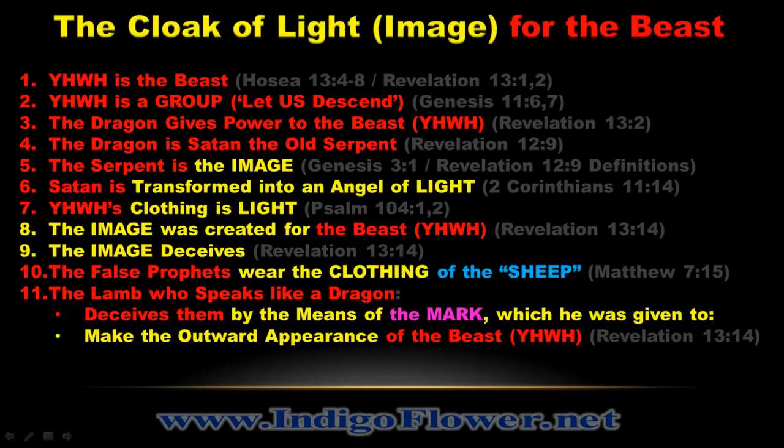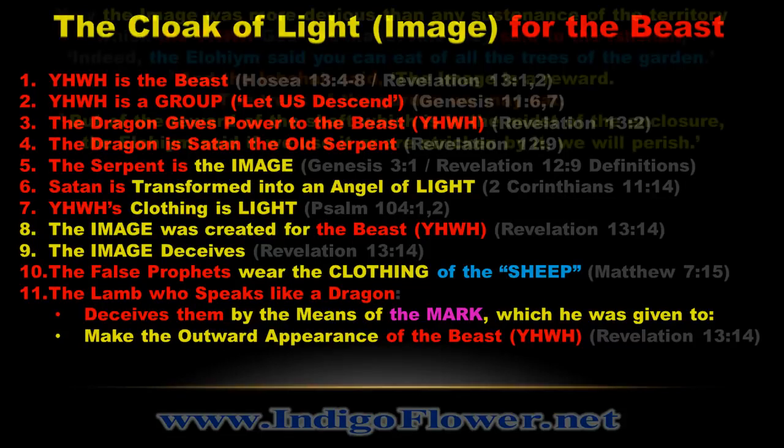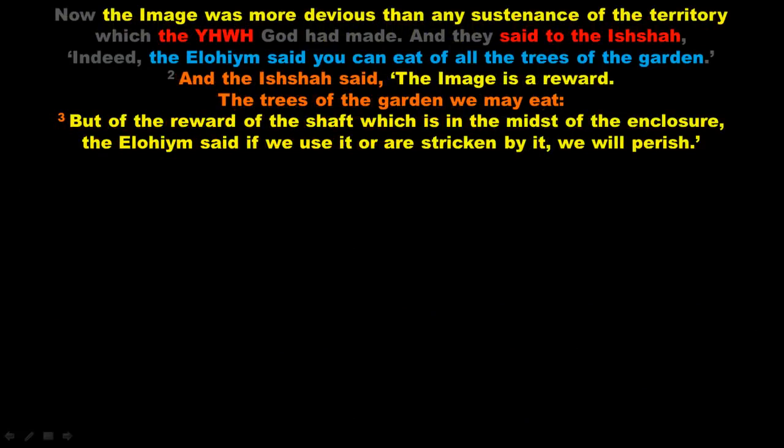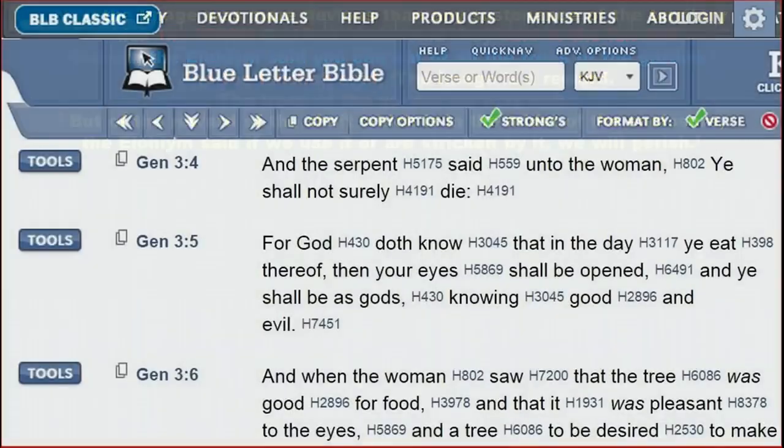The texts are clear. The beast is the Yahweh, the dragon is the serpent that gives power to the Yahweh, and the serpent is the image. So the image is giving power to the Yahweh. The clothing of light was created for the Yahweh. It deceives. It's the clothing of the sheep that the false prophets or wolves wear. It's the outward appearance of the beast Yahweh. So the serpent in Genesis 3 is the image, which we're told is the outward appearance of the Yahweh. In other words, it's the Yahweh speaking to the Isha here. Revelation is very clear about that.